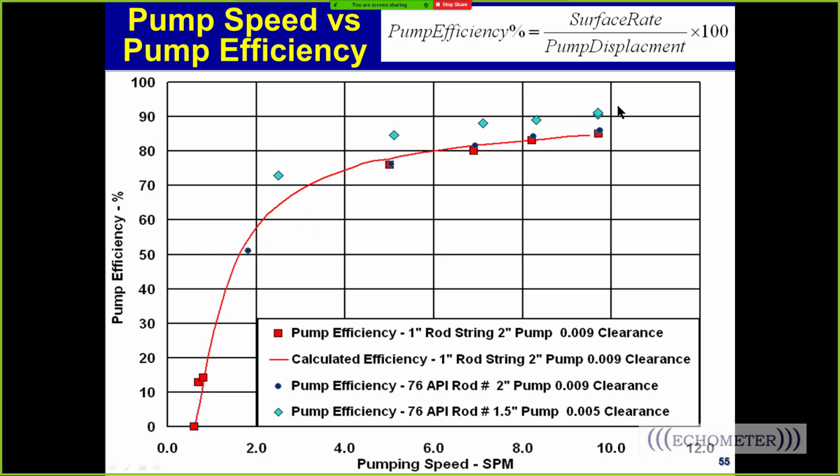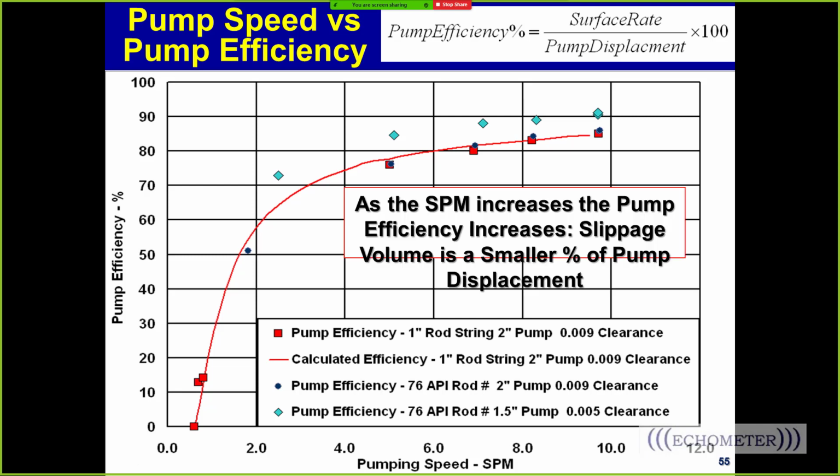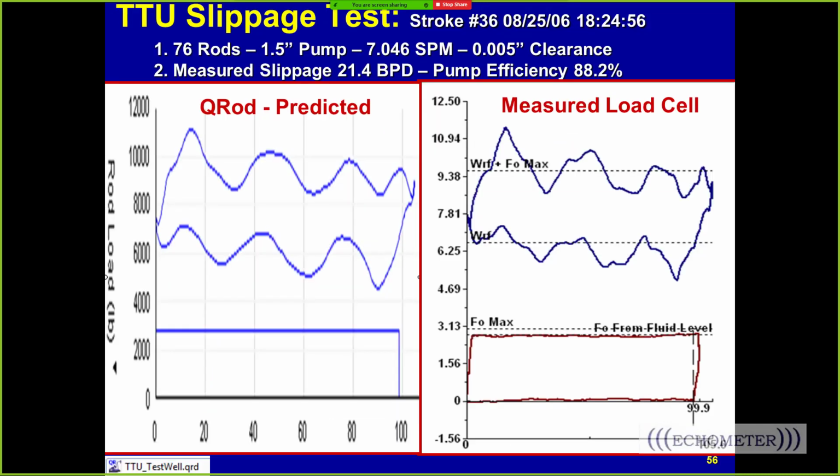But if you look here, as you pump faster, from 4 to 10 strokes a minute, the pump efficiency, the amount of pump displacement produced to the surface, is between 80 and 90%, which is what you'd want. You wouldn't be losing more than about 10%. So what this is saying is that the pumping speed has a big impact on the efficiency of the pump. As you pump slower, you lose more and more of this pump displacement, pump stroke, to slippage.